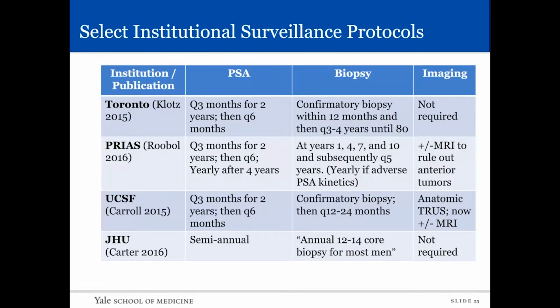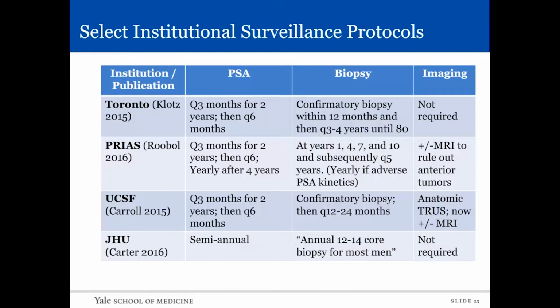So those are the broad guideline panels, but if we look at some institutional protocols, in Toronto, PSA at 3-month intervals for 2 years and then every 6 months, a confirmatory biopsy within 12 months, and then every 3 to 4 years until the age of 80. At UCSF, we were doing PSA every 3 months for 2 years and then at 6-month intervals, and confirmatory biopsy at 12 to 24 months as dictated by perceived disease trajectory.